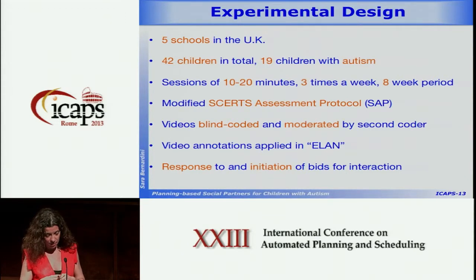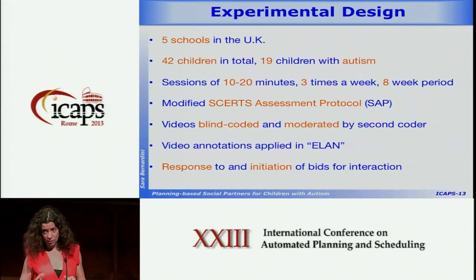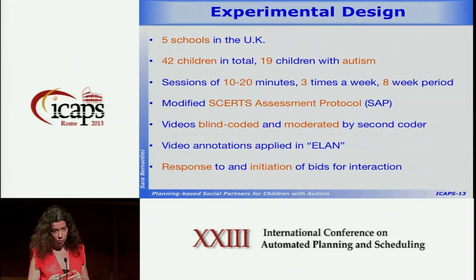We presented the system, the application, for a period of 8 weeks, 3 times per week, with sessions of 10 to 20 minutes. And we video recorded all these interactions, and then experts in autism annotated all these videos, and also the videos were moderated by a second coder. And we used the SCERTS assessment protocol to assess our results. Here I'm just focusing on 2 crucial skills that are considered very important precursors of language, which are responding to bids for interaction and initiation, but we also have results for other social behaviors.